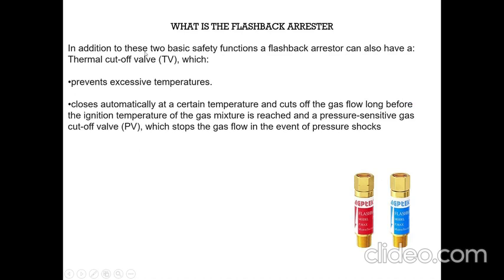In addition to these two basic safety functions, a flashback arrestor can also have a thermal cutoff valve, TV, which prevents excessive temperature and closes automatically at a certain temperature and cuts off the gas flow long before the ignition temperature of the gas mixture is reached. A pressure sensitive gas cutoff valve stops the gas flow in the event of pressure shocks.